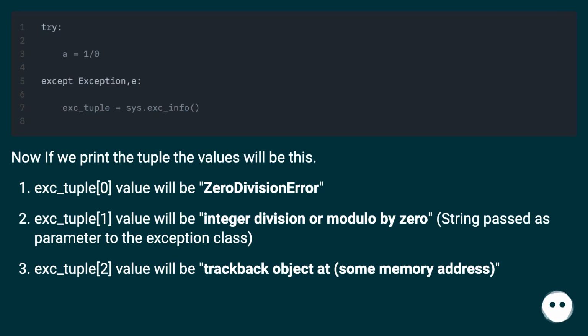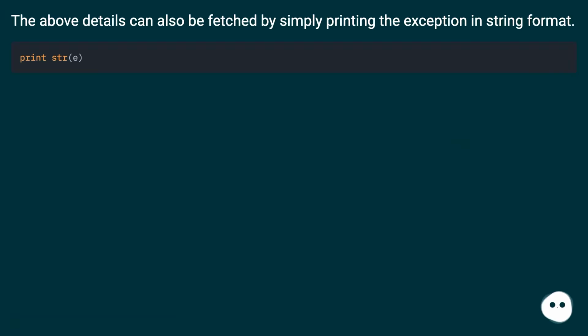Now if we print the tuple, the values will be this. exc_tuple[0] value will be ZeroDivisionError, exc_tuple[1] value will be "integer division or modulo by zero", the string passed as parameter to the exception class, exc_tuple[2] value will be a traceback object at some memory address. The above details can also be fetched by simply printing the exception in string format.